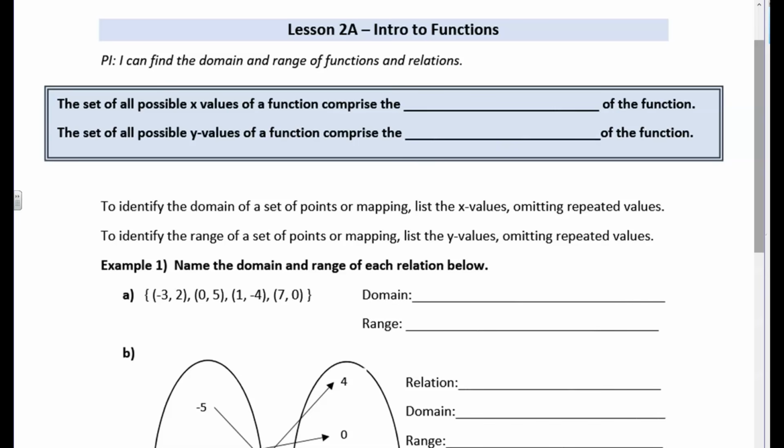Hello and welcome to Lesson 2A, Introduction to Functions. We're first going to look at finding the domain and range of functions and relations.